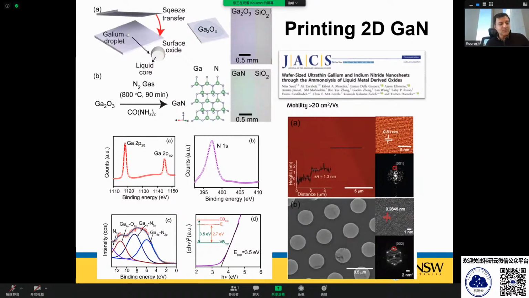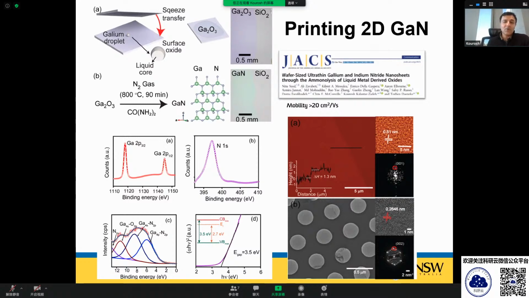You can also change gallium oxide to other materials. Here we expose it to a precursor of nitrogen. At 800 degrees, the temperature was high, and we obtained gallium nitride from that gallium oxide. It was slightly oxidized gallium nitride, but the band gap was very nice, 3.5. Mobility was very good, more than 20 cm square per volt second. As you see, it's a very smooth, two-dimensional, highly crystalline material.